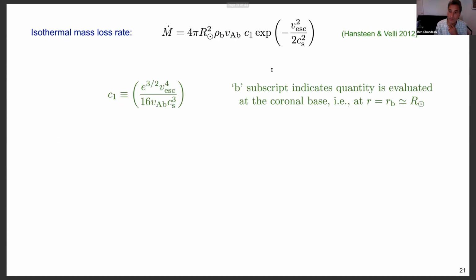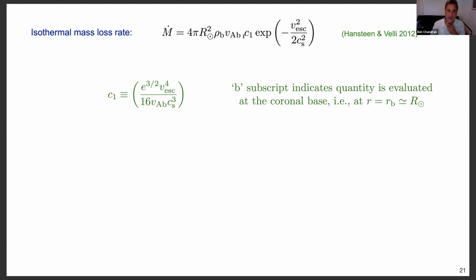So the first step in this calculation is where we just left off, the Hansteen and Velli result for m dot in an isothermal wind. The essential assumption in this model is that the solar wind is isothermal out to the Alfvén critical point. That's only approximately true, but this is an approximate model, so it's a useful thing to use.